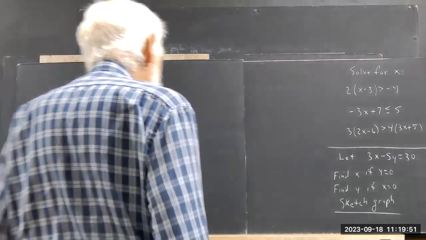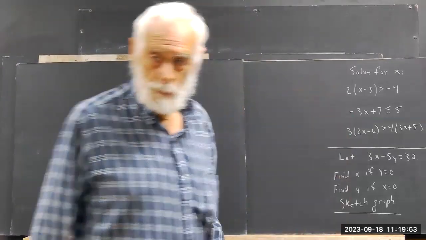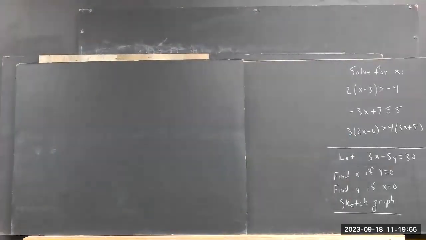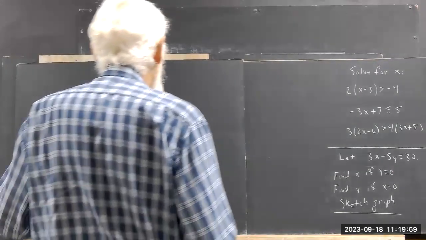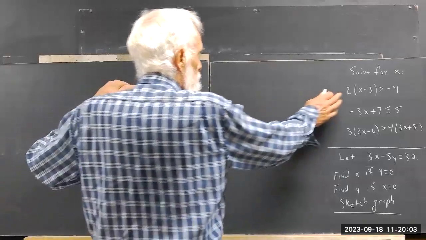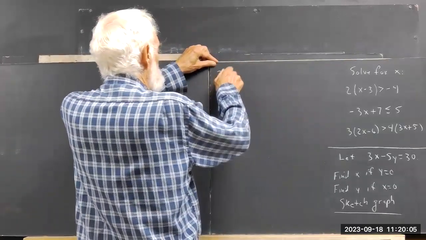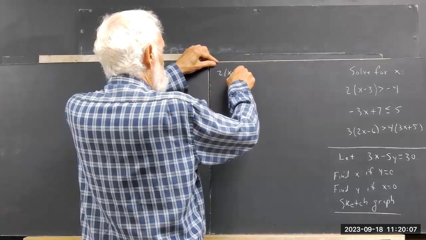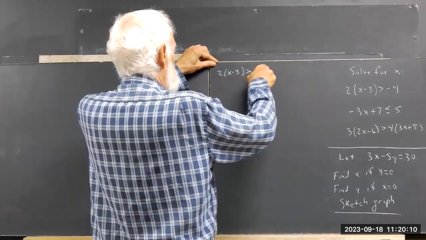Okay, we have a few problems here we want to look at real quickly. We have this first problem, 2 times the quantity x minus 3 is greater than -4.